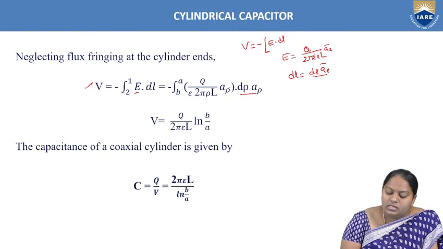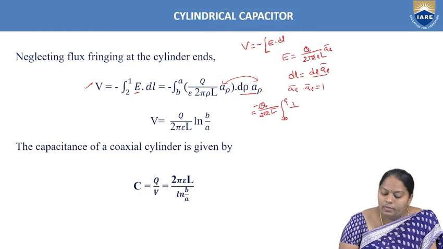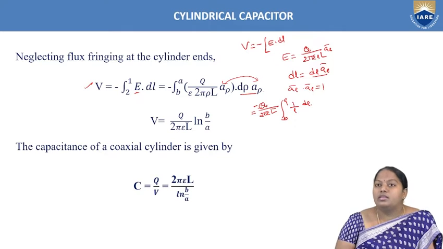Hence from this, if you multiply these two, a rho dot a rho value is 1. Why? Because the dot product of two same unit vectors results in 1. Now according to that, a rho dot a rho equals 1. Then Q by 2 pi epsilon L is a constant. Then minus integral A to B, minus Q by 2 pi epsilon L is a constant, and 1 by rho into d rho is left out.